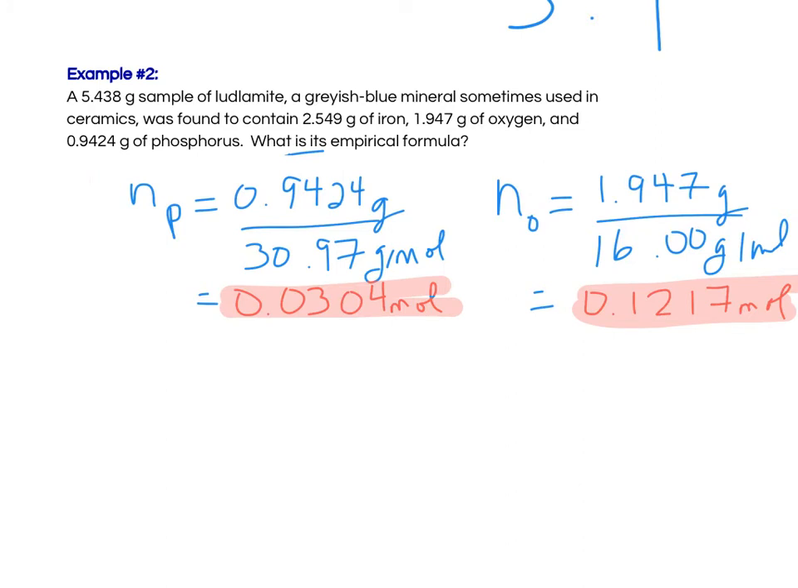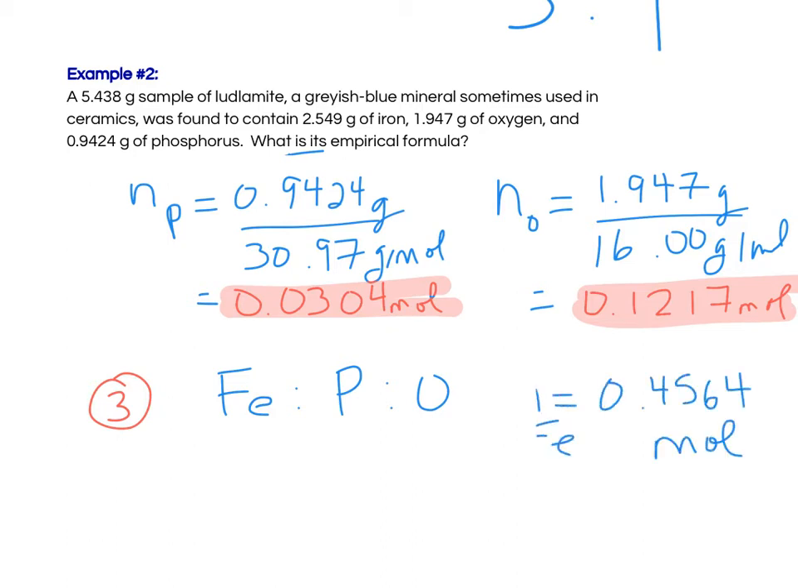So step number 3, this is our third step here. Remember, this is a stage where we're going to create that whole number ratio. So to solve this problem, to figure out the empirical formula, I need to know the ratio of iron to phosphorus to oxygen. And so I'm going to need to take a sneak peek here because I can't remember what our number of moles of iron were. 0.4564.